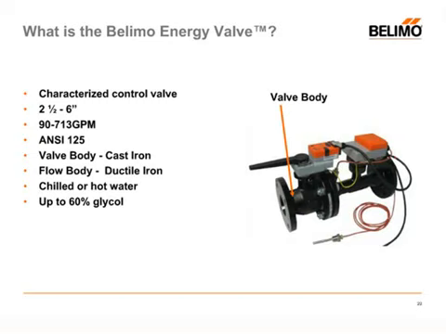Okay, so now I'm going to break down the valve body itself. As I mentioned earlier, the valve body is a characterized control valve. This is available in 2.5 inch through 6 inch valves, 90 through 713 GPM. It's ANSI 125. The valve body is cast iron. The flow body is ductile iron, and it's available for chilled or hot water up to 60% glycol.